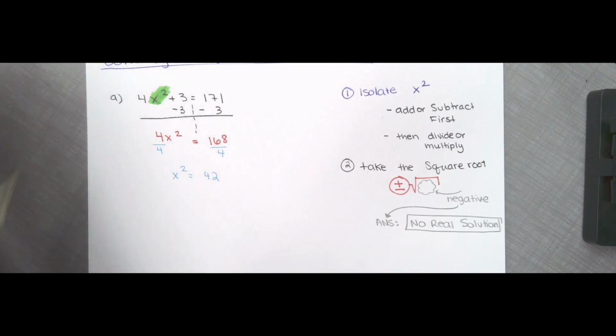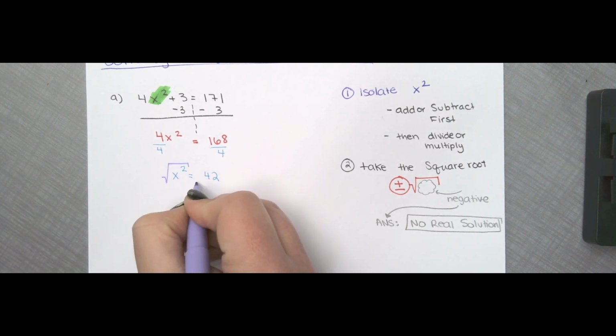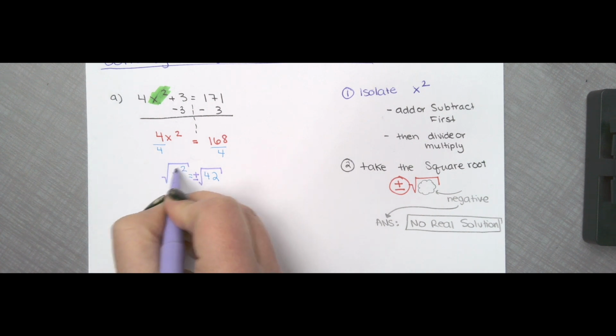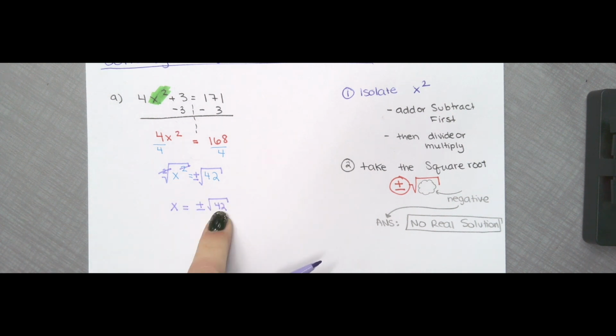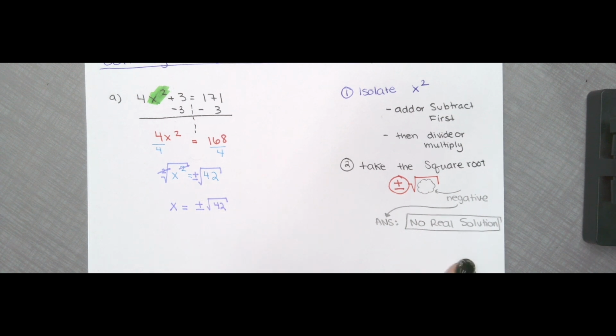So for us, when we take the square root of x squared and then the square root of 42, this plus or minus appears. The index of 2, the exponent of 2 go away. We're just x equals plus or minus the square root of 42. 42 is not negative, so this does not apply.